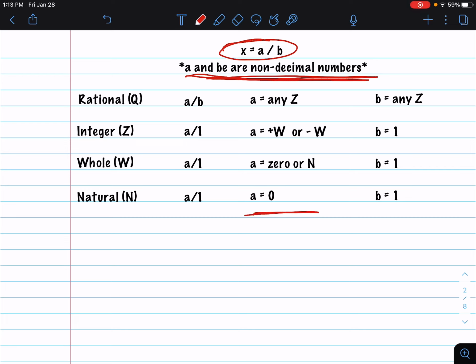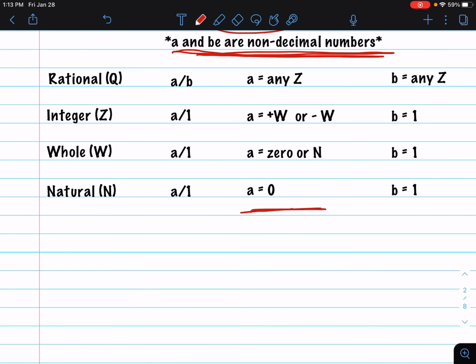And here we have stipulations for a. It means what a can be and what a cannot be. So this should say a cannot be 0 for our natural numbers, because 0 isn't included in our set of natural numbers. If a was 0, we'd have x equals 0 over 1, which equals 0, and 0 is not included in our natural numbers.